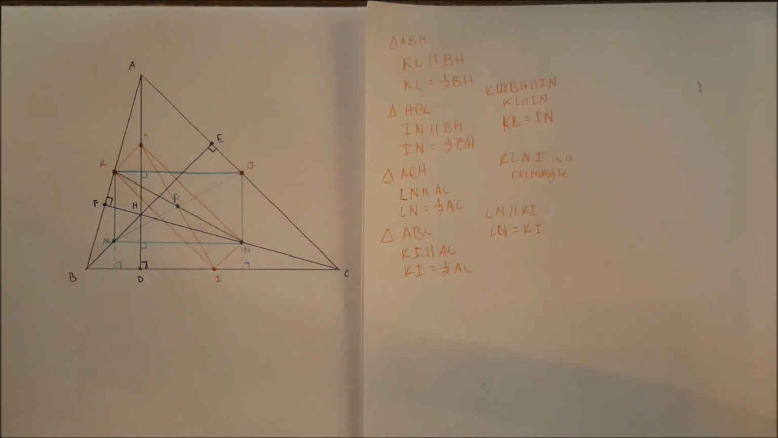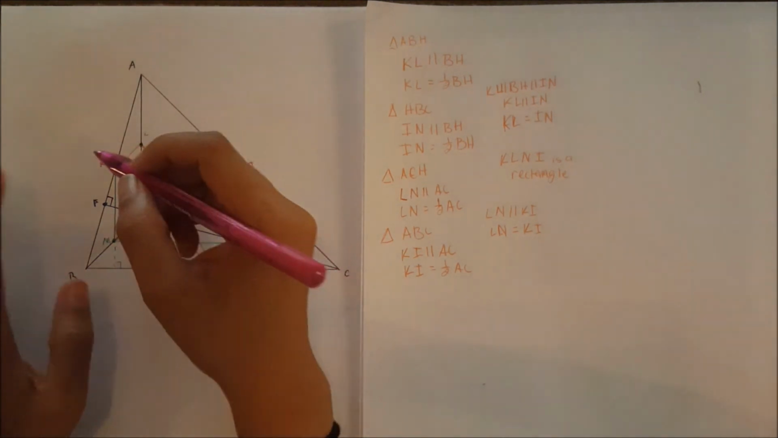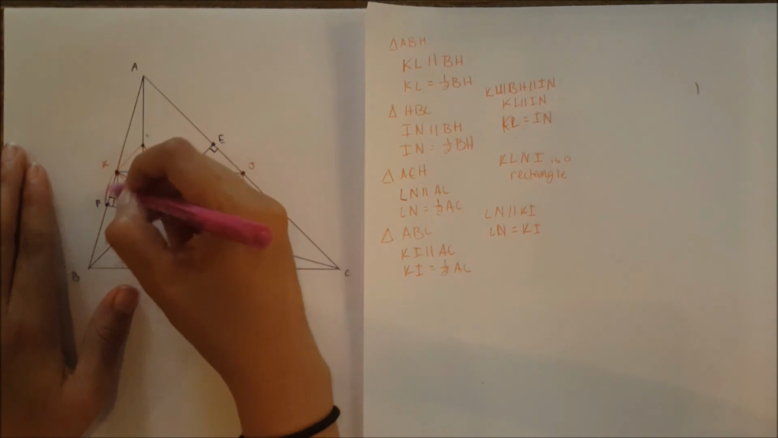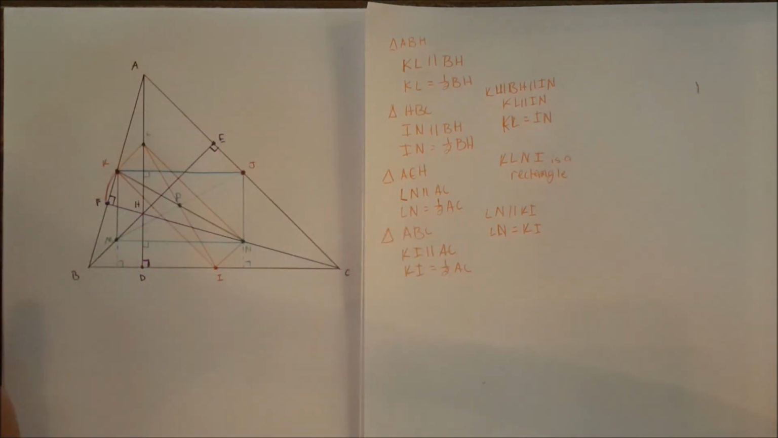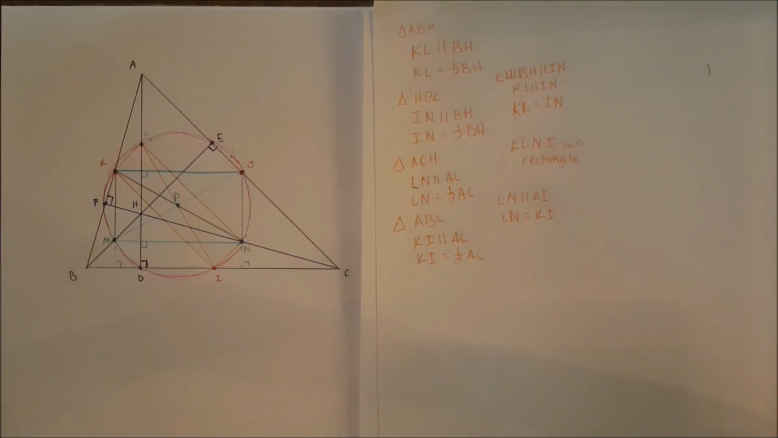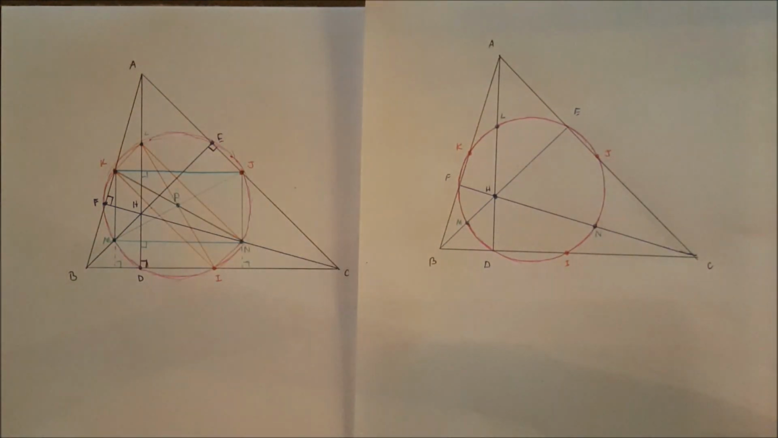So we've proven all the points. Let me just sketch this out. As we saw in our first picture, the 9-point circle, now we have proved that all 9 points lie on the 9-point circle.